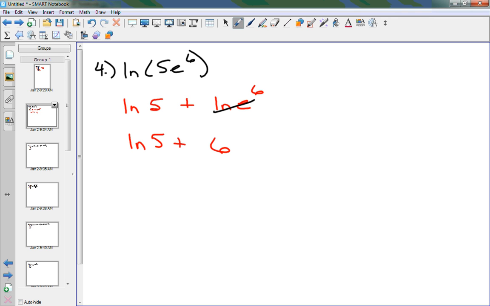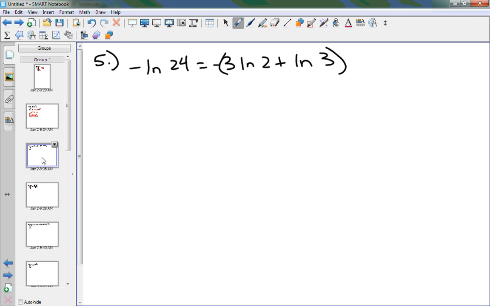Yeah. No. The correct thing is to put the 6 out in front, the natural log of 5 plus 6, and you can clearly tell that you are not supposed to add those together. Do you understand that? Would I count it wrong if you left it as the natural log of 5 plus 6? No, I would not count it wrong as long as you did not combine those terms together. Do you understand that? This one right here. Number 5.